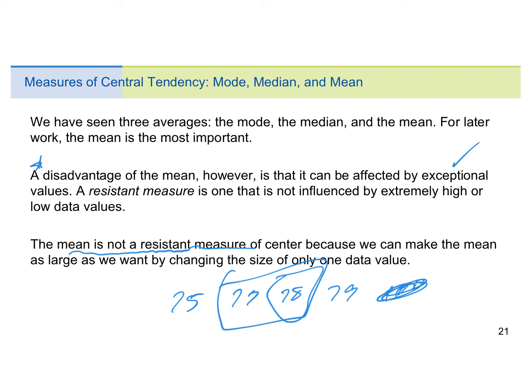And think about the mode. If you just add another number, whether it's very large or very small, it's not going to affect the number that appears the most often, okay? So that's an idea of how the mode, median, and mean are affected by exceptional values.